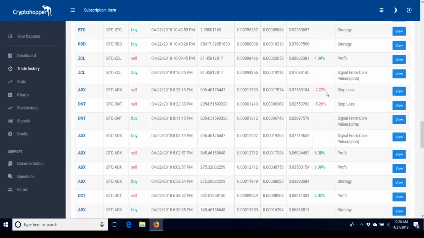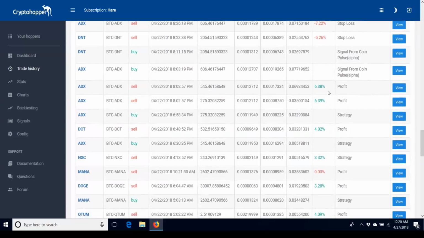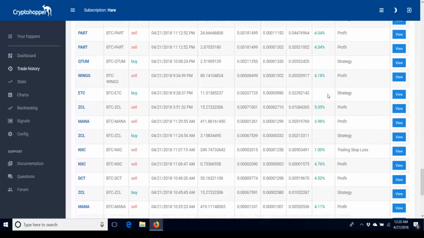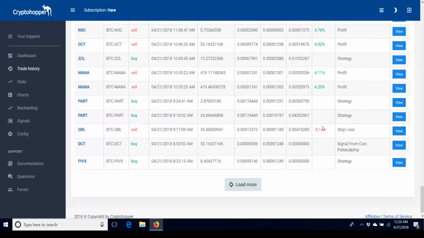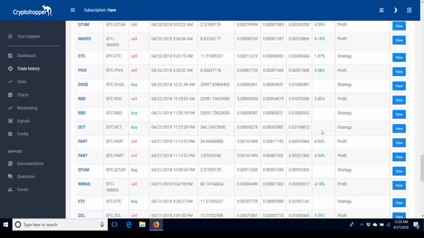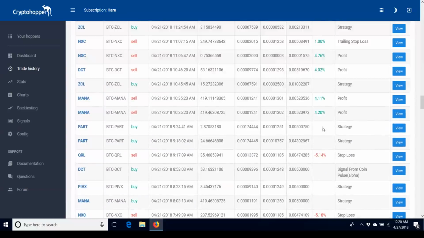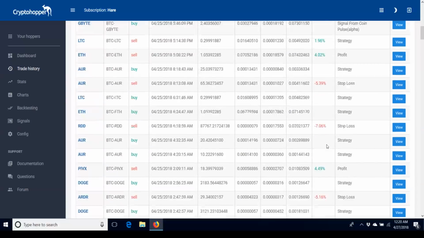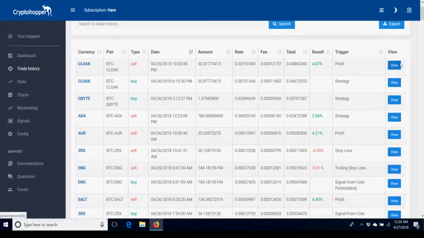4% up. Another stop loss. Profit. There's a bunch of profits. And you can see a whole batch of profits there, which is great. So it's a constantly adjusting thing, and I'm still working on it and messing around with it, adjusting here and there.